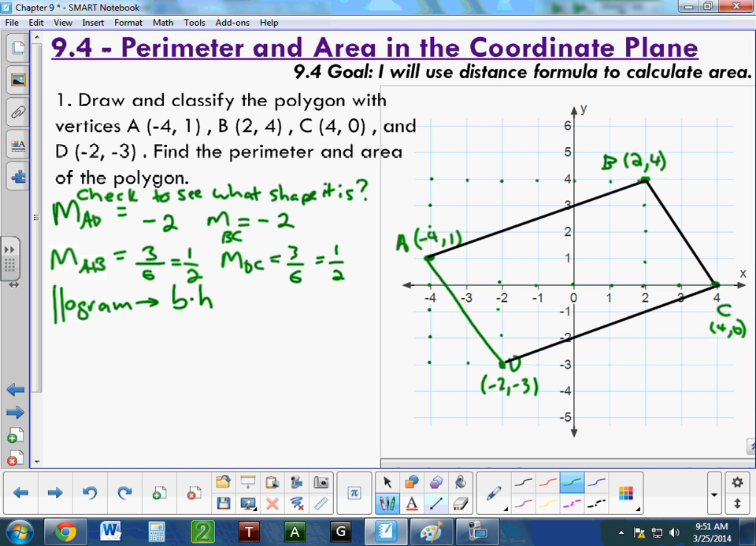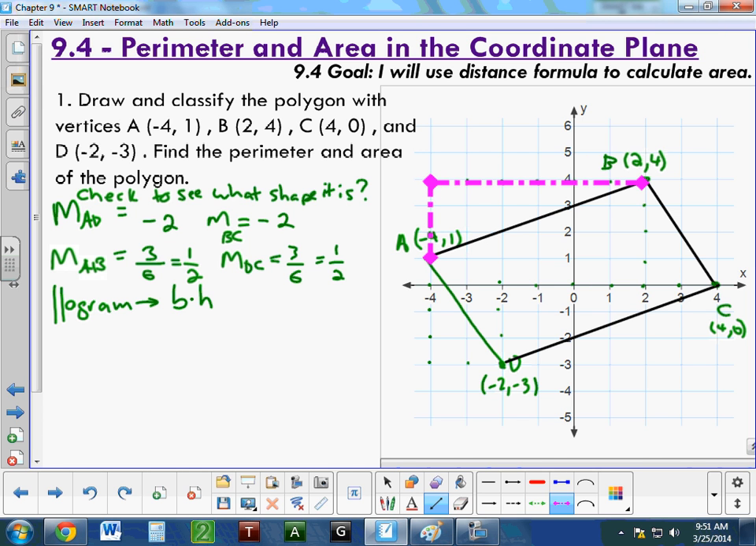So I'm going to use the distance formula. Actually, you know what? I'm not going to use the distance formula. I'm just going to make these little triangles around the sides. This looks like this might be an easier way to find this one, because as I'm looking at this, trying to find the base and the height looks like it's going to be a little bit difficult.